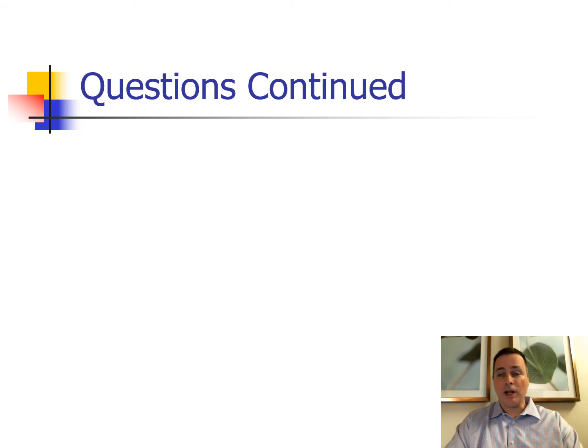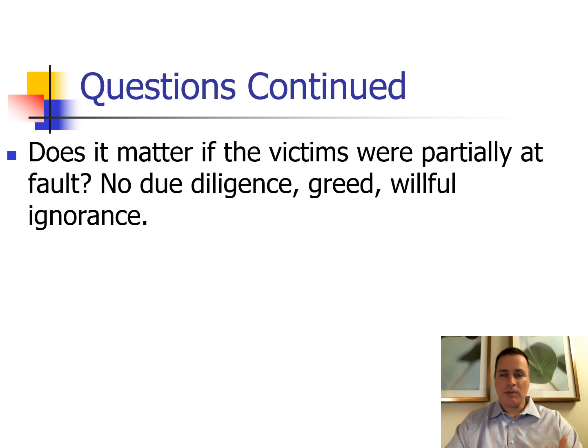Now, here are some other questions to think about. Does it matter if the victims were partially at fault? No due diligence, greed, willful ignorance, right? If you consider tort, in some ways this might matter. For example, the purpose of tort law is to compensate victims, and if they are partly at fault, I would say they shouldn't be fully compensated, right? But it would be more complicated in a criminal or professional liability case because we don't want to blame victims.